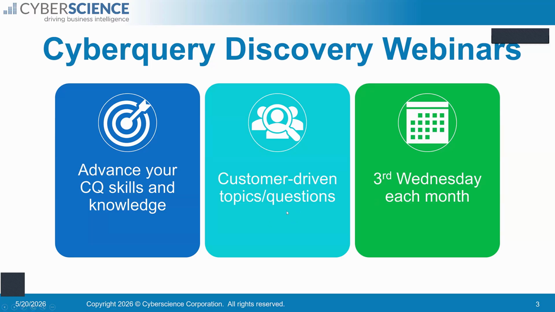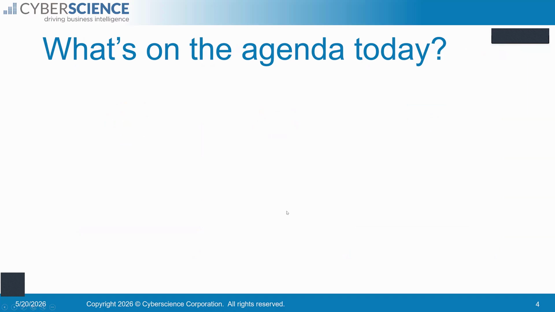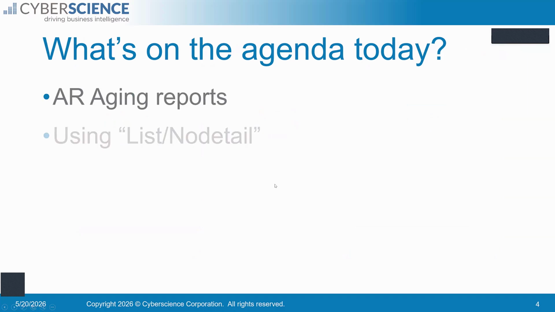Okay, with that being said, the topic for today is AR aging reports. We're also going to be talking about how we use the list no detail capability within Cyberquery to present this type of report. These list no detail reports come in very handy. So I think it's going to be a great session for you, because you'll end up using these list no detail options all the time. At the end, we're going to have some questions and answers.